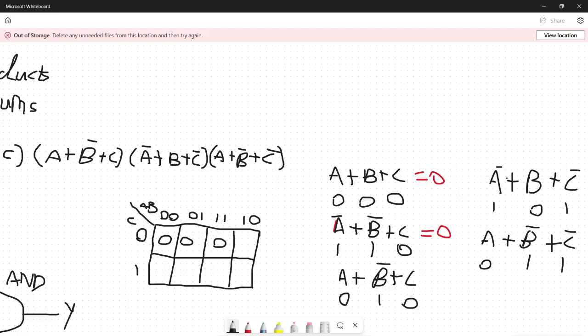Then when A inverse, so when A is 1, B is 0, and C is 1. So when A is 1, B is 0, and then C is 1, we'll get a 0 there. Then when A is 0, B is 1, and C is 1, we'll get a 0 there. We have our zeros in our table. We're going to put in our 1s.